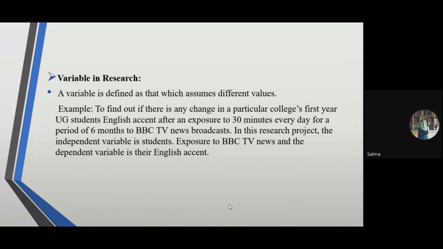And in the research project, who is the independent variable there? The independent variable is the students, those people who are exposed to the environment. But what is the dependent variable? The dependent variable is the BBC news. I am making it dependent. I am depending on the BBC news channel to make my people fluent in English. Okay, so here the independent variable is the students, and the dependent variable is the material which I take to improve the quality of the students. That is what a variable in research is.